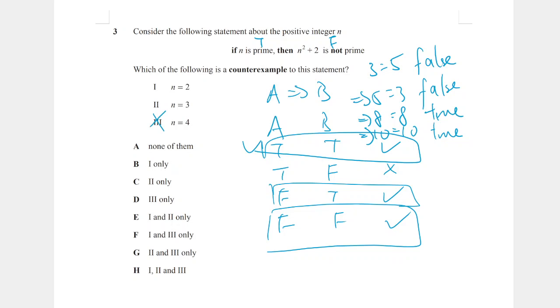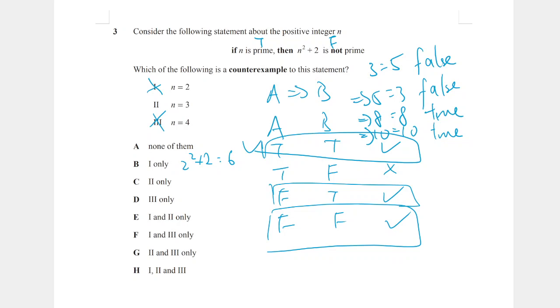Okay, but then what about n equals 2, for example? n equals 2 is prime, great. So I'm going to check n squared plus 2. So 2 squared plus 2 is 6, right? That is not prime. So that actually supports the statement. Yeah, so 1 is also no good.